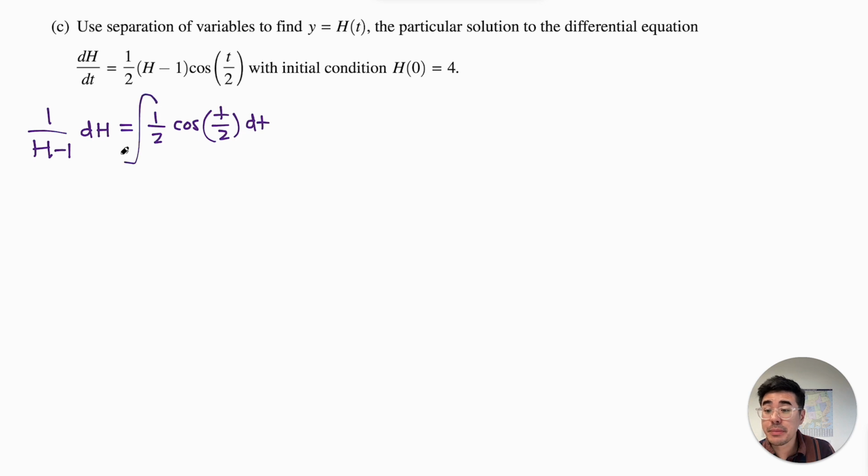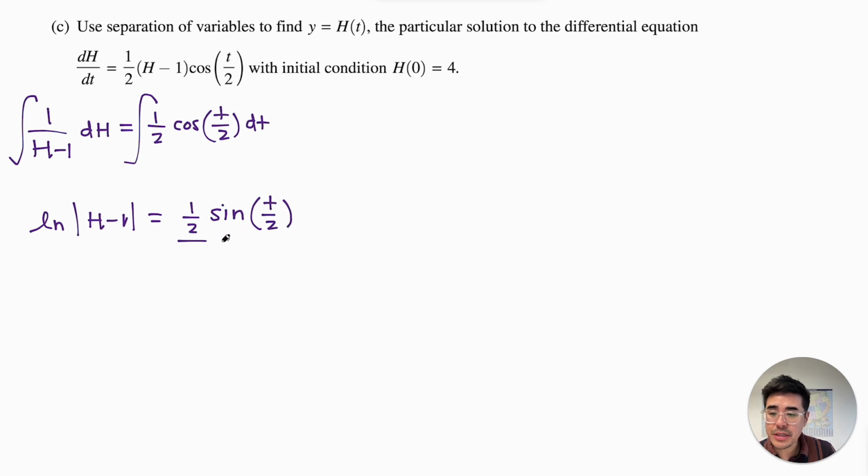And now I'm going to integrate both sides. So the integral of 1 over h minus 1 is ln of absolute value of h minus 1. And then the integral of 1/2 cosine of t over 2, well, the integral of cosine is sine. And then you can either use u substitution or just know that the chain rule for integrals is you're going to divide by the derivative of what's on the inside. And you're going to add a c because you need your constant of antidifferentiation. These 1/2s cancel out.